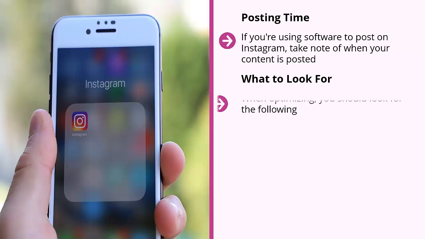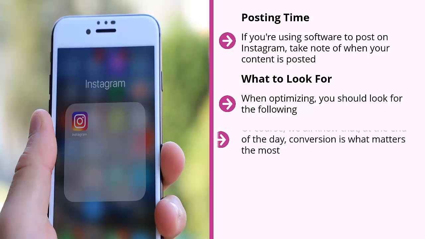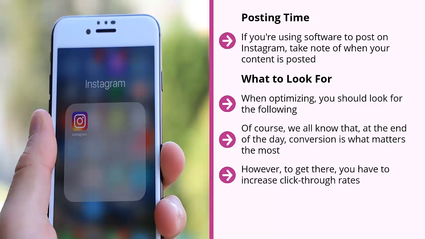What to look for. When optimizing, you should look for the following. These indicate success. Look for increased click-through rate, increased dwell time, deeper clicks inside your website, and better conversion rates. Of course, we all know that at the end of the day, conversion is what matters the most. In fact, it's the only thing that matters. How come? Conversions puts dollars in your pockets and nothing else. However, to get there, you have to increase click-through rates. You also have to see if the page that you are presenting to people you draw from Instagram holds their attention for a longer time.